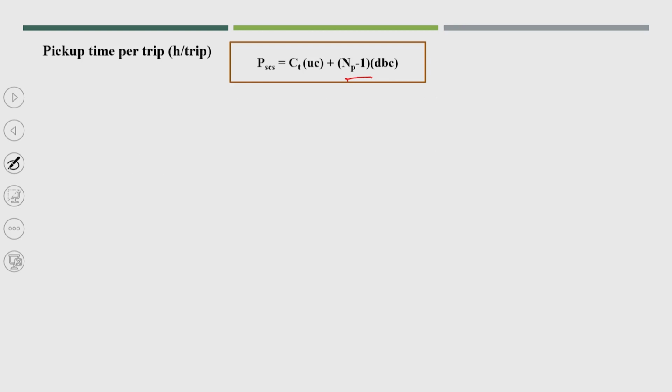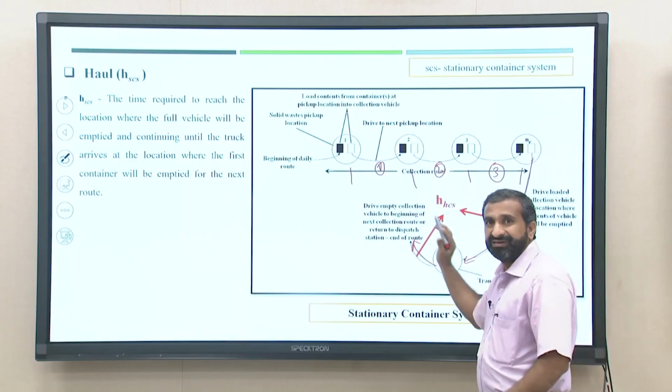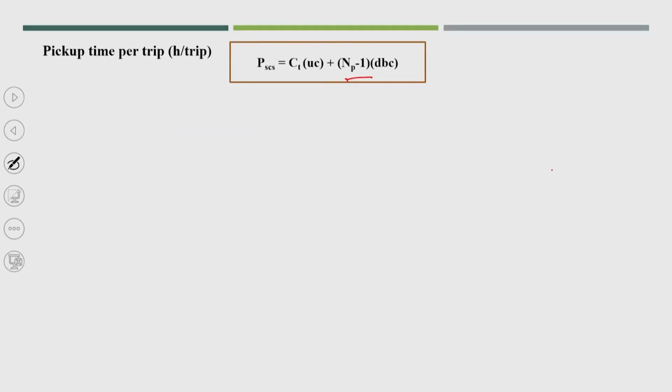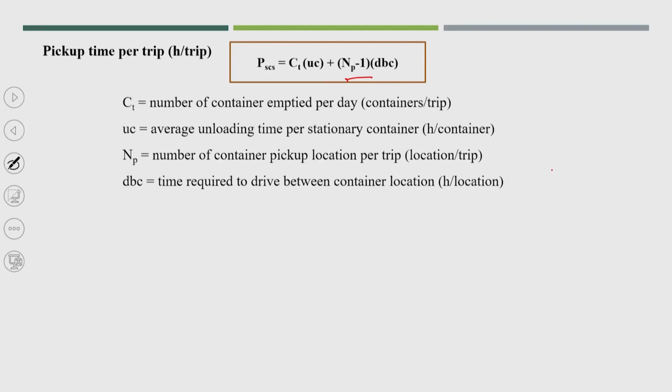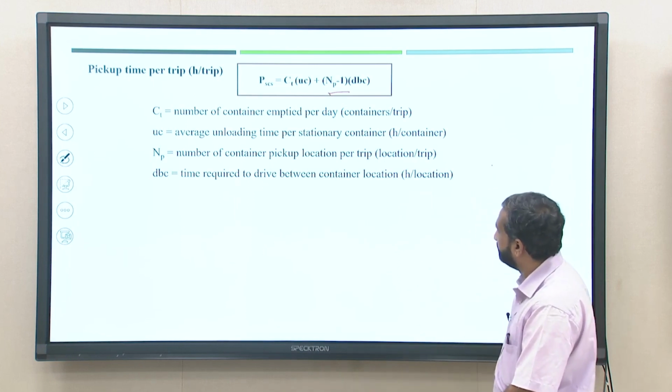You see here in the operation, suppose these are the 4 container locations, but the DBC occurs only 1, 2 and 3 times, which means 4 minus 1. That is the DBC value, so that is why we used NP minus 1 times DBC. And UC has also been multiplied by the number of containers emptied per trip, multiplied by the UC value, which is the unloading time per location.